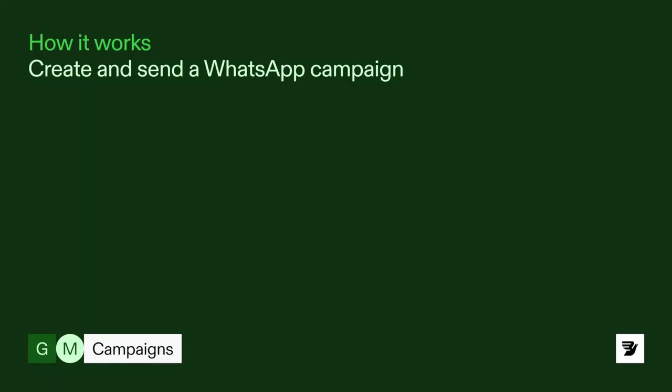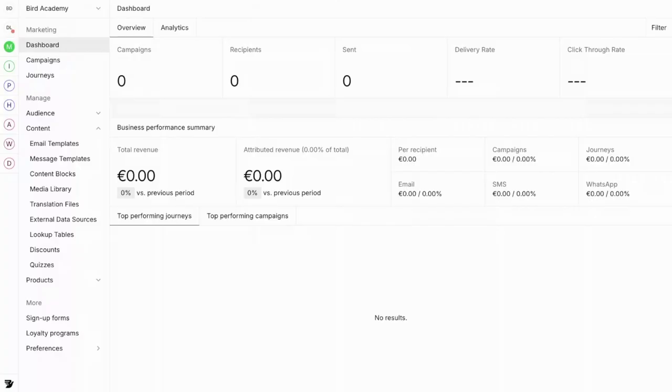Let's walk through how to create and send WhatsApp marketing campaigns using Bird's platform. First, let's build a WhatsApp campaign message. Since WhatsApp has different rules and regulations around messaging customers, the process is slightly different from SMS.